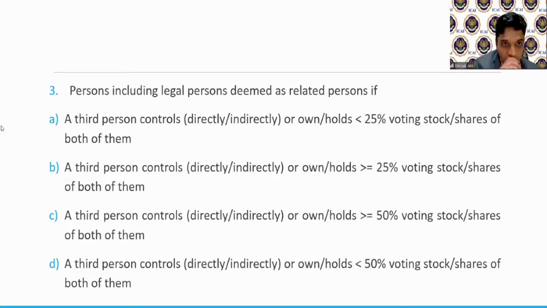Third question: persons including legal persons are deemed as related persons if a third person controls less than 25%, if he controls more than 25%, is it more than 50% or less than 50%?